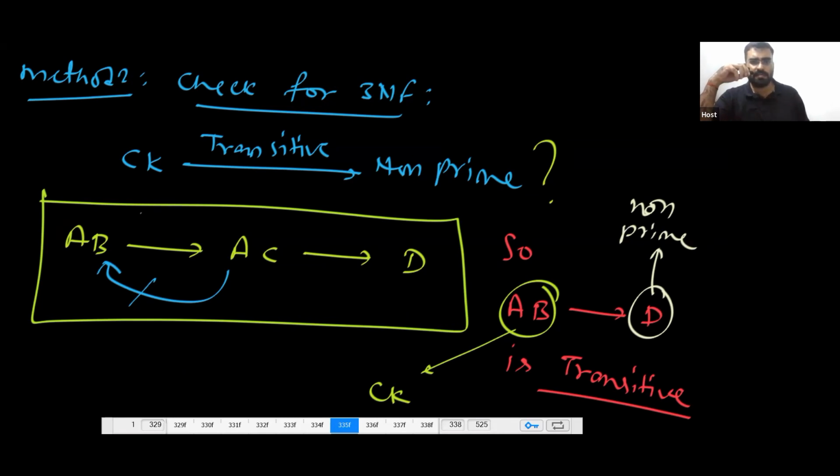Tell me, is this clear? Okay, so this is another method. So you have this type of transitive dependency. Yes, correct. So 3NF is not enough.